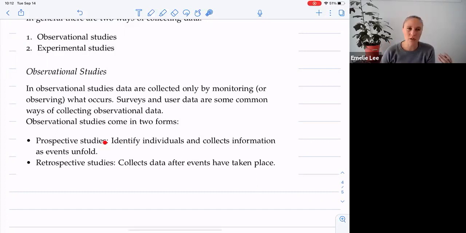But those would all be prospective studies because they're looking forward. Retrospective studies are looking backwards, right? So a lot of these definitions are just in the word. Pro is forward, spective is looking, and then retrospective. Retro is backwards, spective is looking, so looking backwards. So retrospective studies collect data after events have taken place, right?